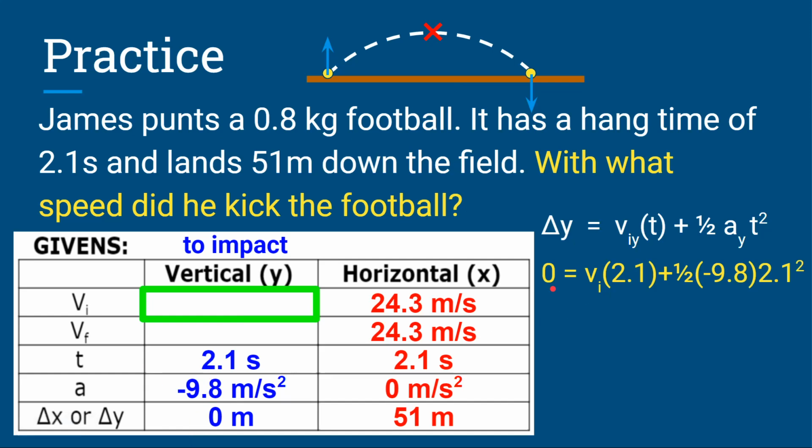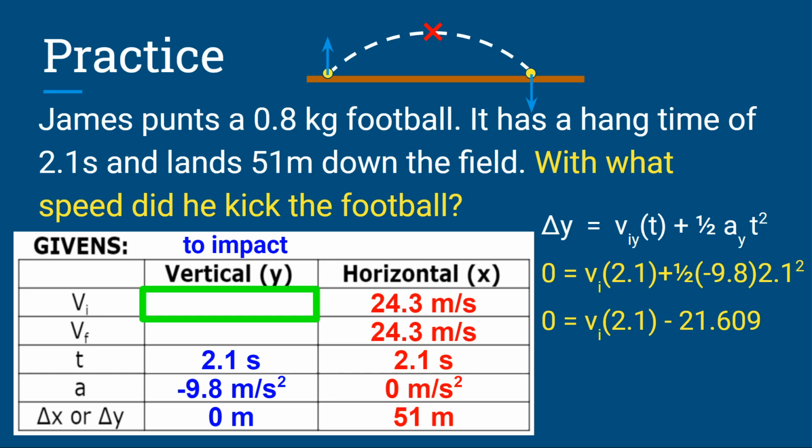Delta y was 0. It equals vi times 2.1 plus 1/2 times negative 9.8 times 2.1 squared. This whole piece over here, half of negative 9.8 is negative 4.9, and if I multiply that by 2.1 squared, I get negative 21.609, and so now I have this right here.